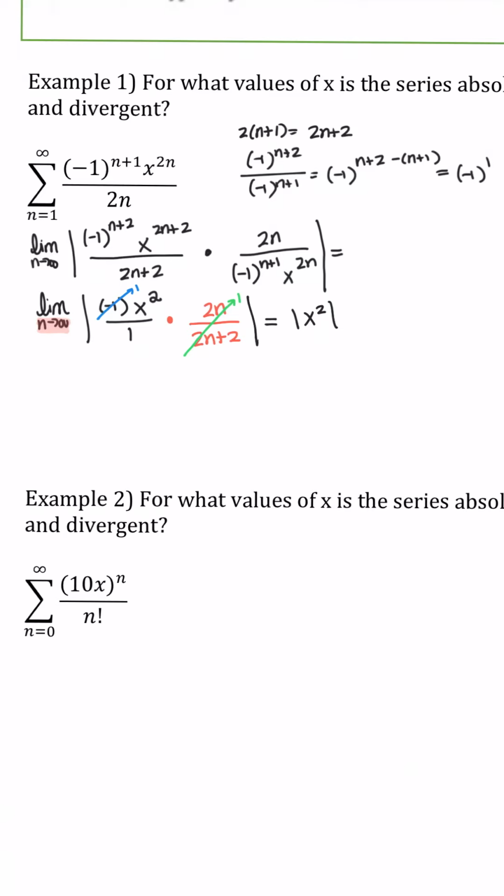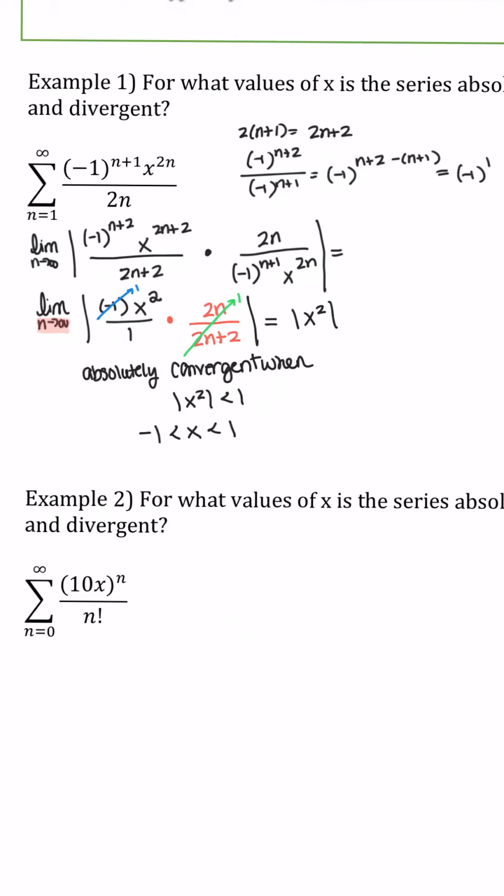Therefore, this power series is going to absolutely converge when the absolute value of x squared is less than 1. So think about what x values you can plug in that would make this statement true. I can plug in negative 1 is less than x is less than 1. And that would make that absolute value inequality true.